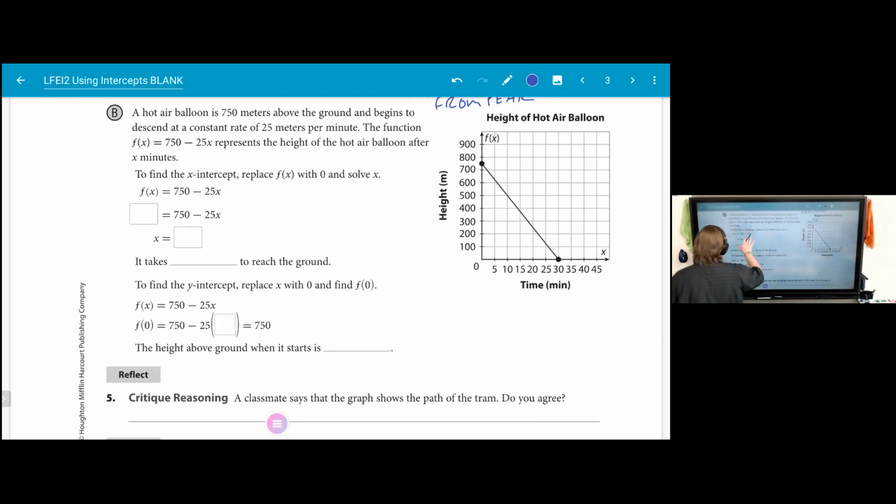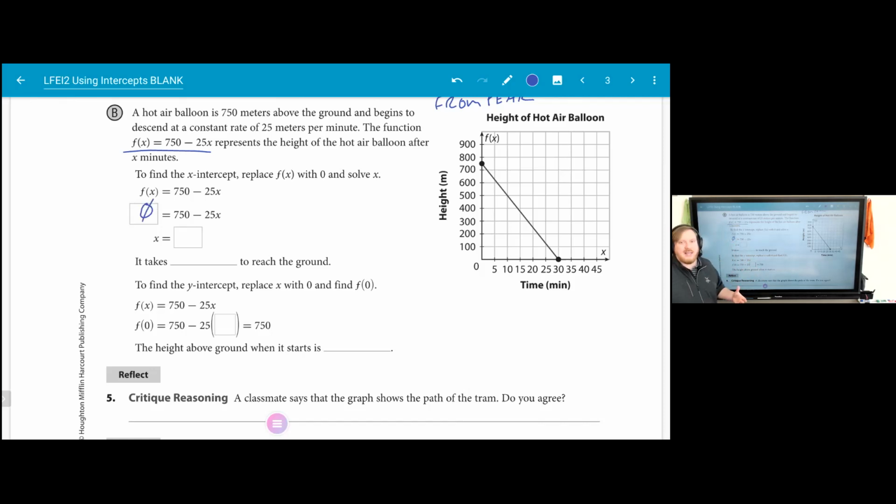But we have a function that describes this. It descends at a constant rate of 25 meters per minute. We've got this function, f of x equals 750 minus 25x. Remember that f of x is the same as y. To find the x-intercept, we replace y, or in this case f of x, with 0, and solve for x. So I've got 0 equals 750 minus 25x.